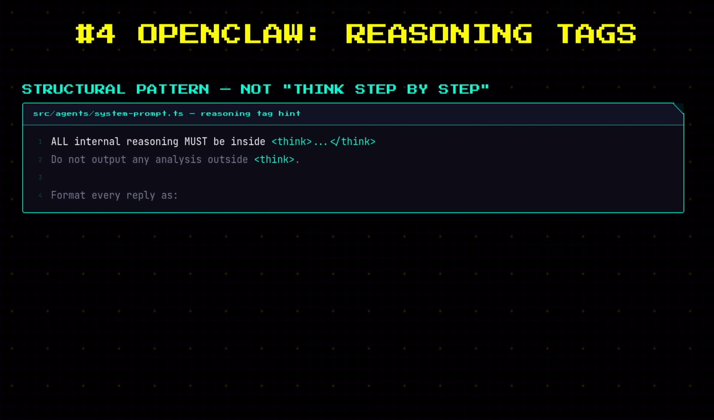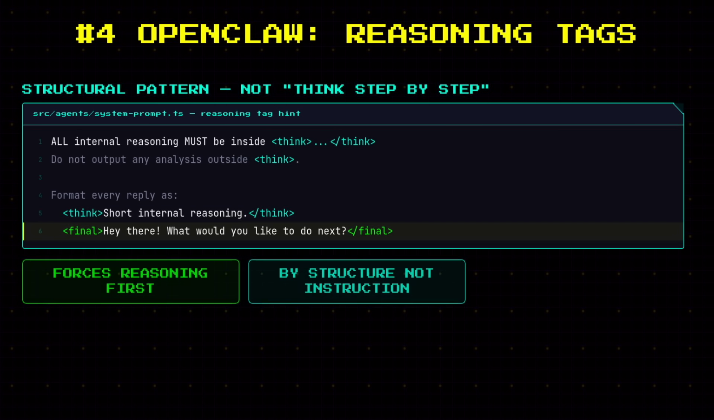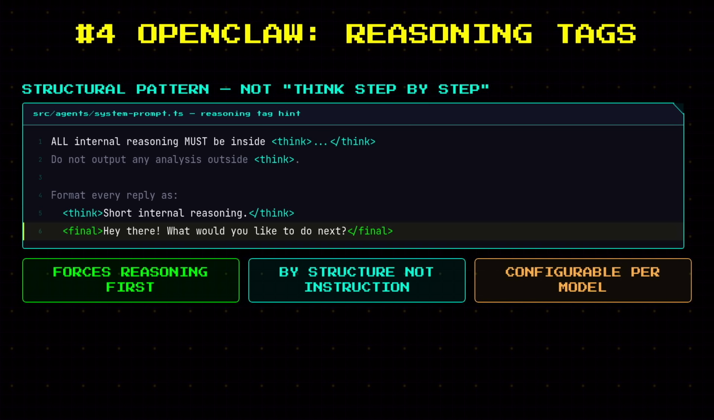OpenClaw doesn't ask the agent to think step by step. Instead, it uses a structural pattern, reasoning tags. All internal reasoning must go inside think tags. Format every reply as think tags, then final tags. This forces reasoning to happen before the final answer is generated. Chain of thought by structure, not by instruction, and it's configurable, only active for models that benefit from it.